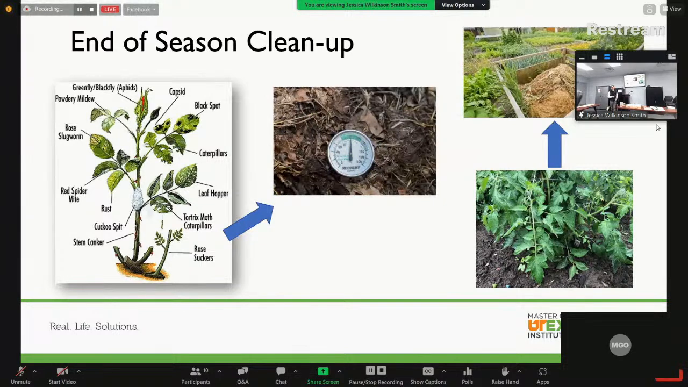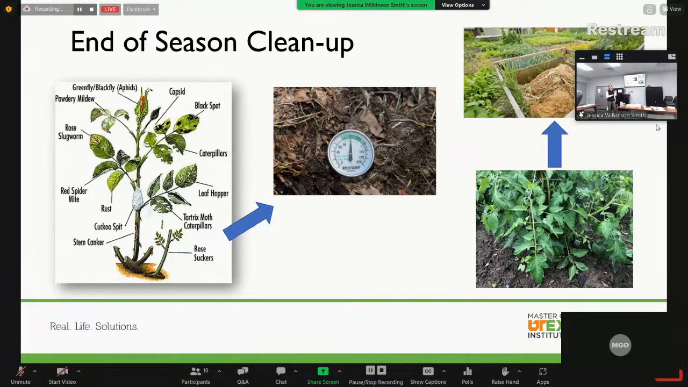The minimum temperature to actually remove the diseases and potentially break down some pests is going to be about 130 degrees, very minimum. So think about turning that compost material, following the recommendations that we have, and getting it to that right temperature at the internal 130 degrees.